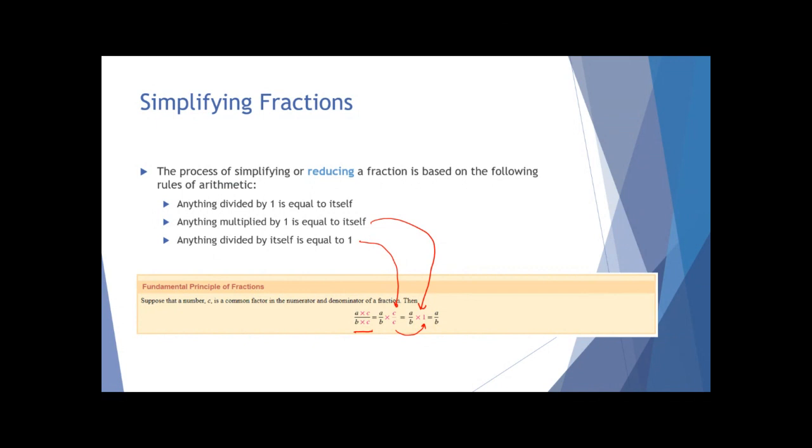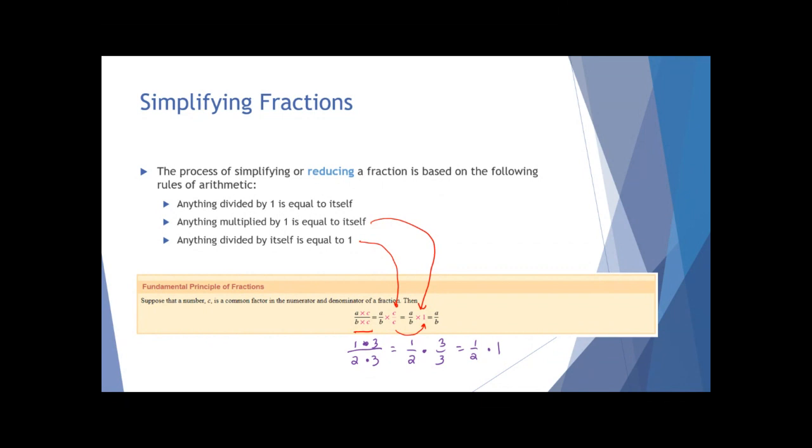So if I say, instead of A, let's say I have 1, and let's say I make B 2, and then let's say C is 3. So this would be the same thing as 1 times 3 over 2 times 3. So I'm just rewriting this as 1 over 2 times 3 over 3. So 3 divided by 3 is equal to 1.